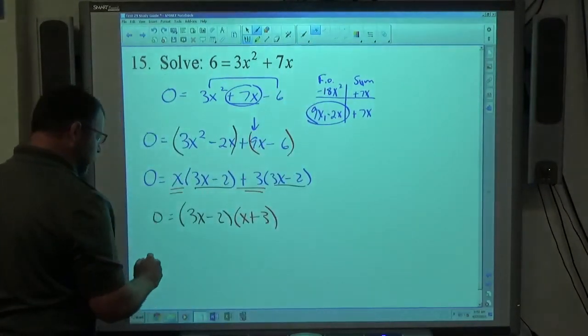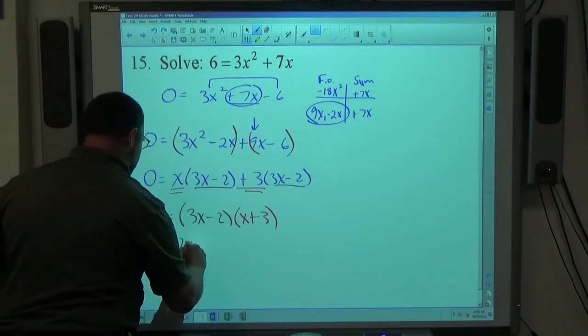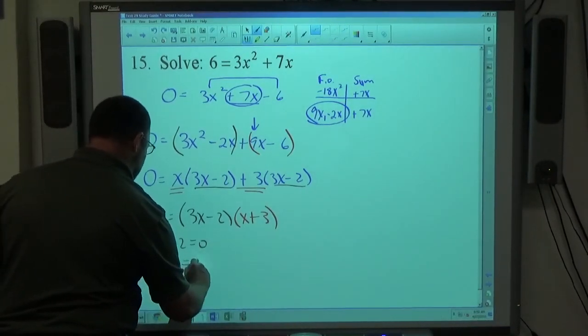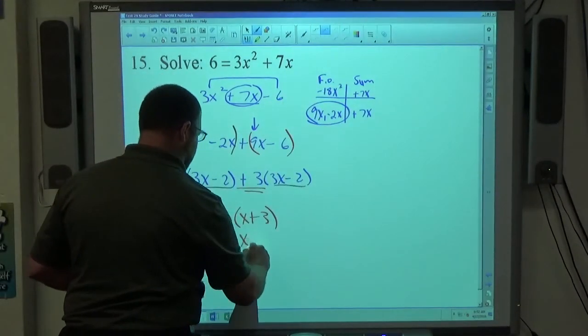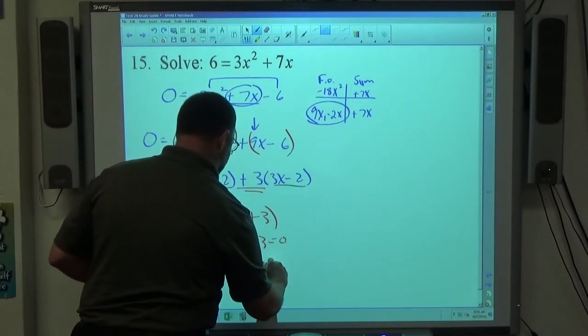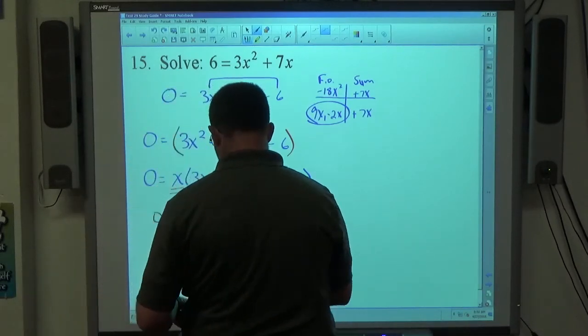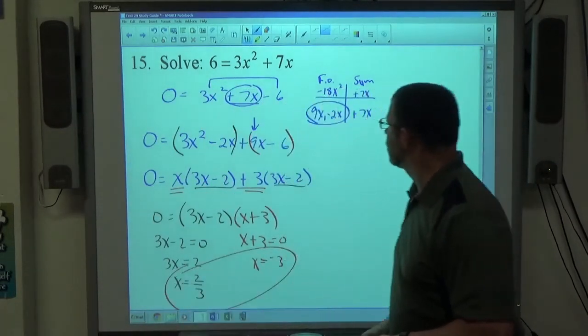So then we solve each one of those individually. 3x minus 2 equals 0, so 3x equals 2, so x equals 2/3. x plus 3 is equal to 0, so x equals negative 3. So x equals 2/3, x equals negative 3, there's our answers.